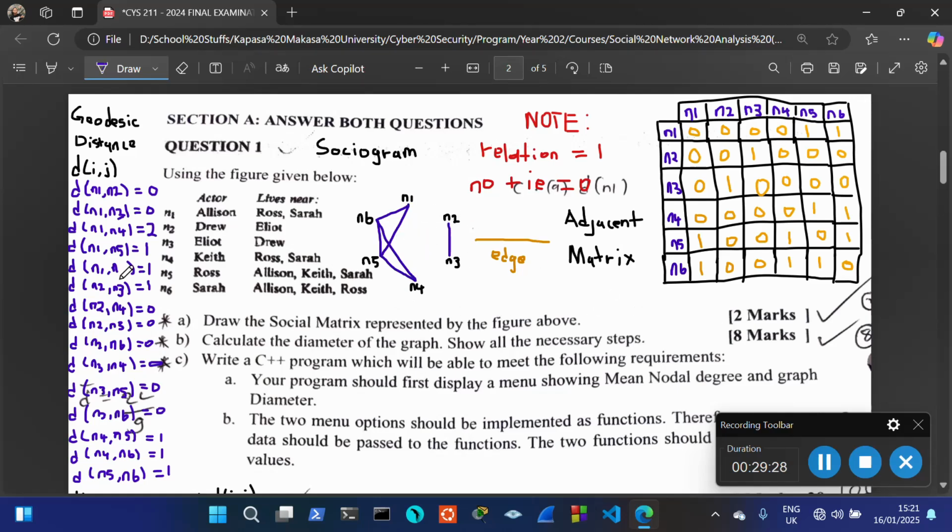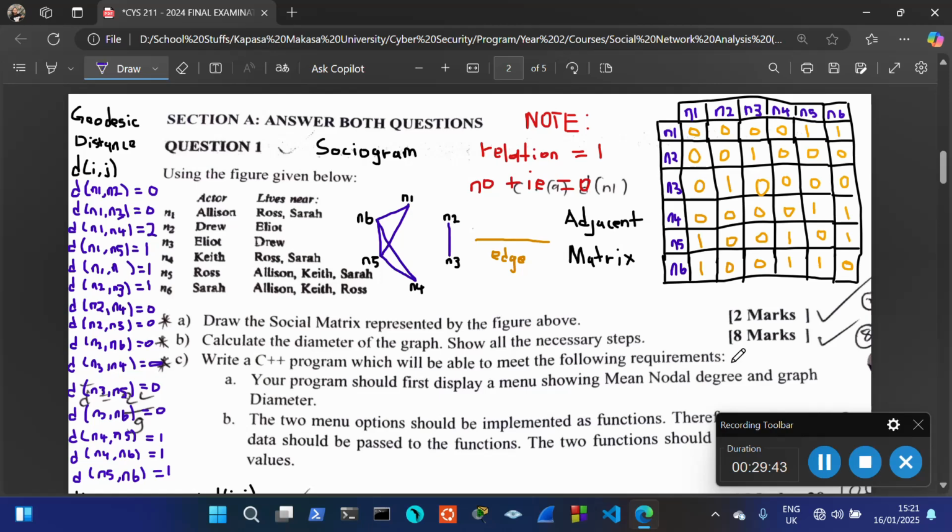But we had to go through this for you to understand. Okay, now we come to the C++ part. So write a C++ program which will be able to meet the following requirements.